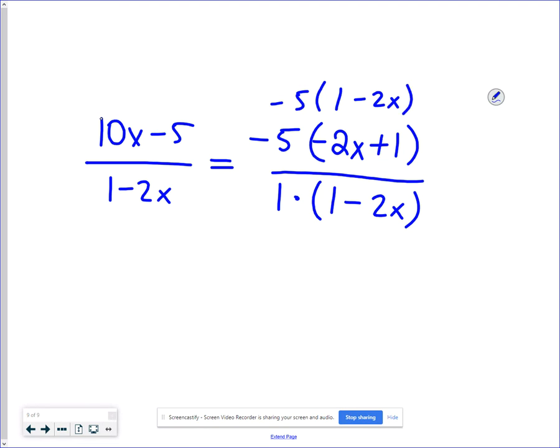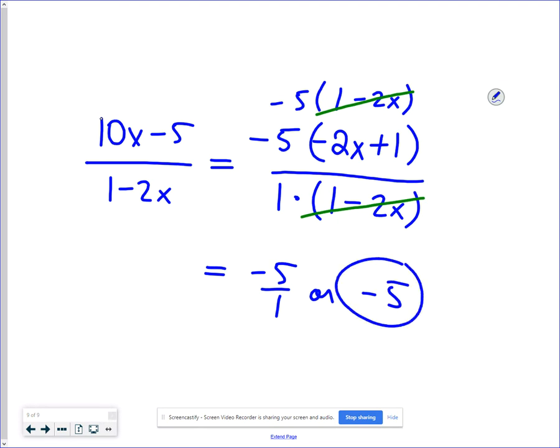So now I can cancel out the 1 minus 2x on top with the 1 minus 2x on the bottom, and we just have negative 5 over 1, which is just negative 5. So now it's simplified. So be aware on today's assignment, you might have to use this trick of pulling out a negative 1 to get your factors to cancel.